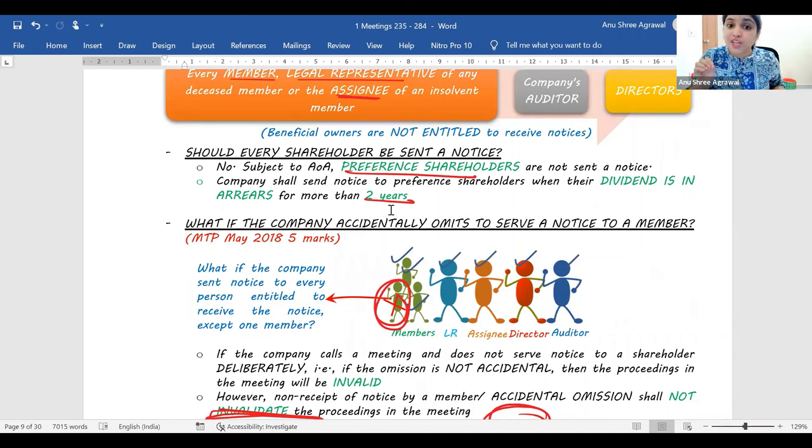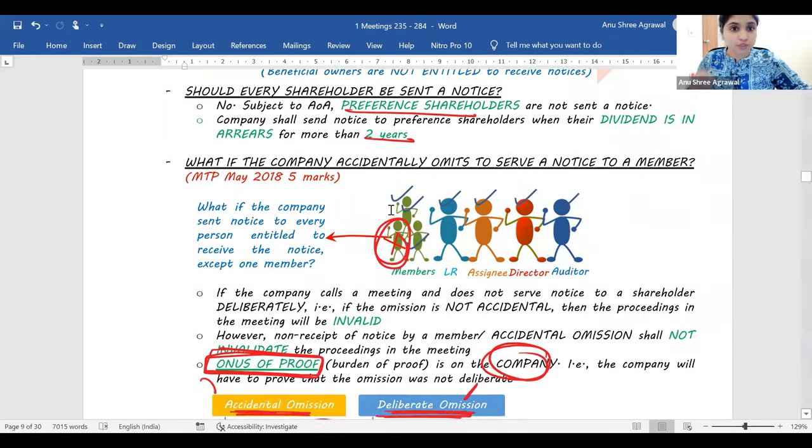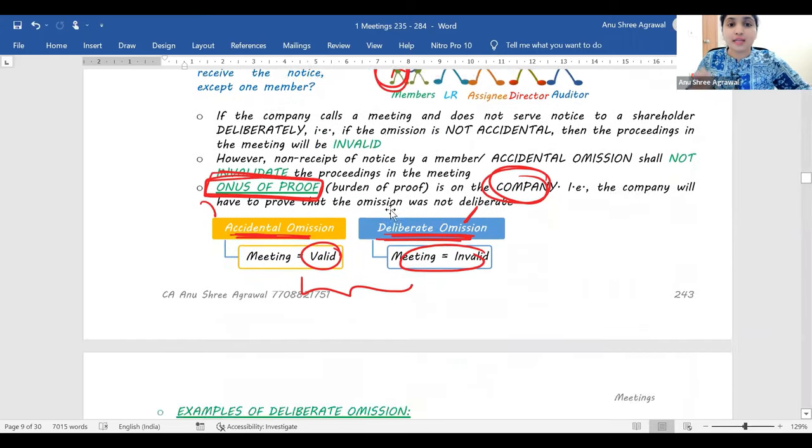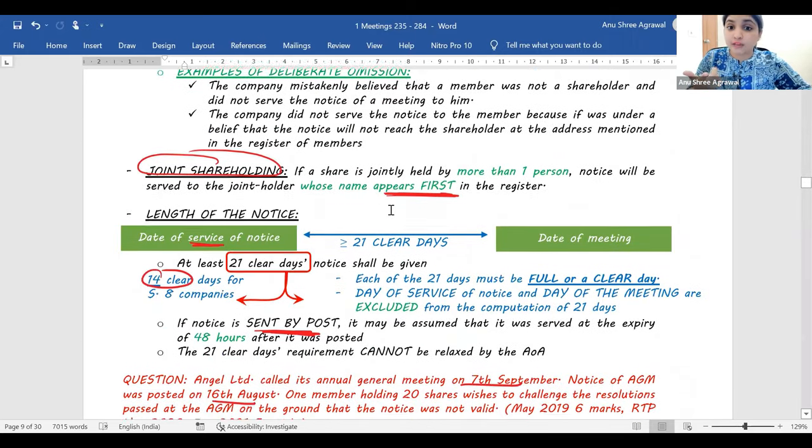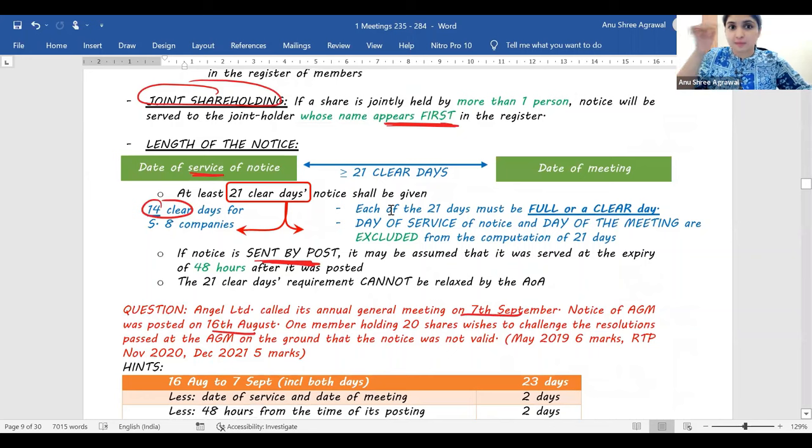Should we give it to preference shareholders also? Preference shareholders are generally not required, but if for the last 2 years continuously you did not pay any dividend to them, then even they will get the right to vote on every resolution, just like equity shareholders. So in that case, yes, you have to give the notice to them also. Then we started learning, in case of joint shareholders, to whom will we give the notice? To the shareholder whose name is appearing first.